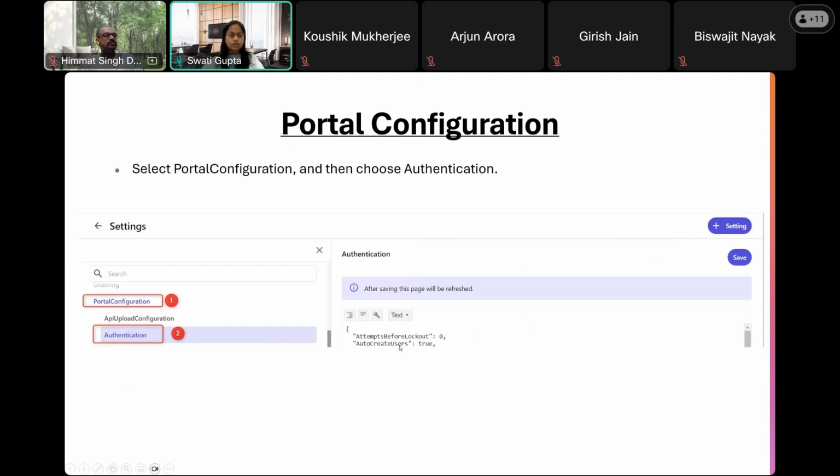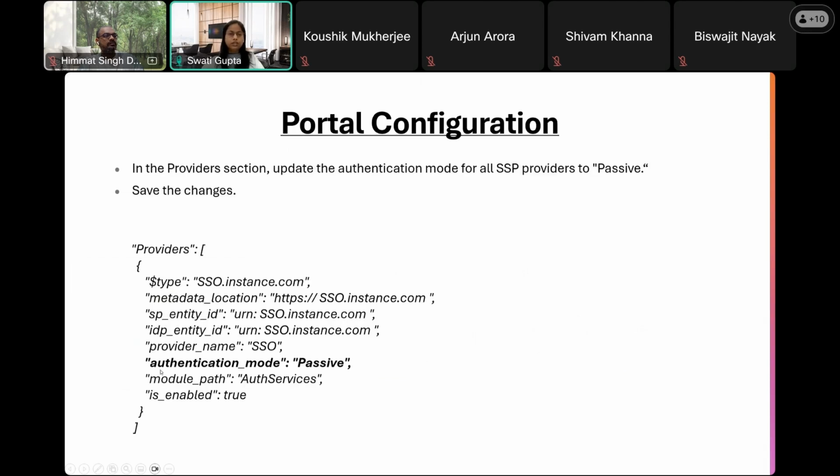Once you find this authentication, on the right hand side the authentication JSON file will be available here. In the next step, you need to update this authentication mode for all the SSP providers to passive. This is the highlighted one, which is the authentication mode passive. You need to set it as passive mode.